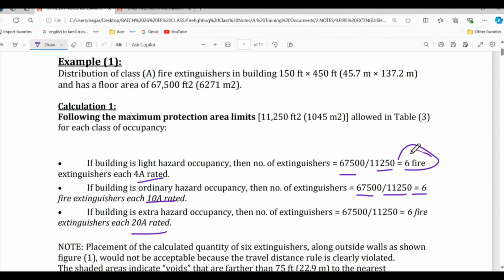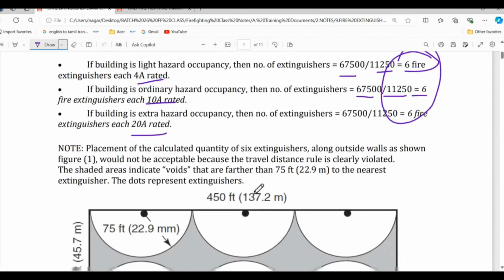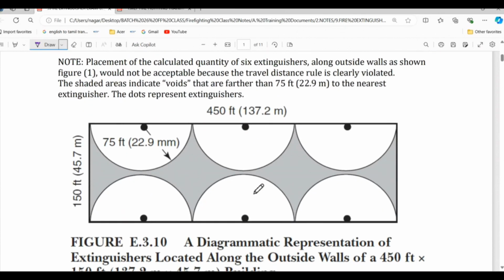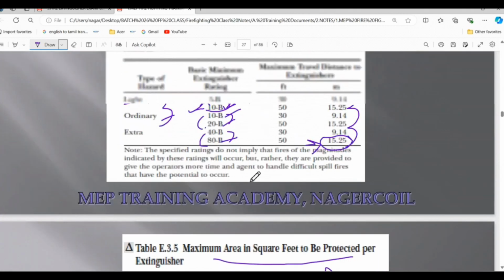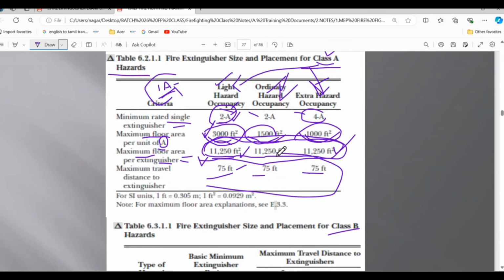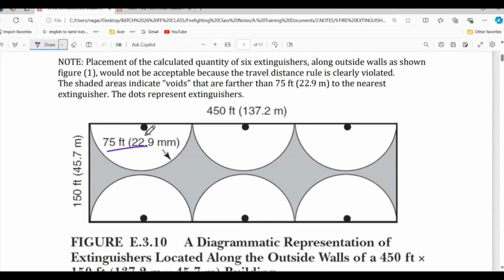So what happened here? Whatever the hazard, light hazard, extra hazard, ordinary hazard, you have to place 6 fire extinguishers for that room. Now you can see the room dimension. This is how you have the room. If you place 6 extinguishers, the travel distance we saw for class A is 75 feet, the same for all hazards, 75 feet or 22.9 meters. So I kept one extinguisher with this much distance, and you see the travel distance which I follow is the same.